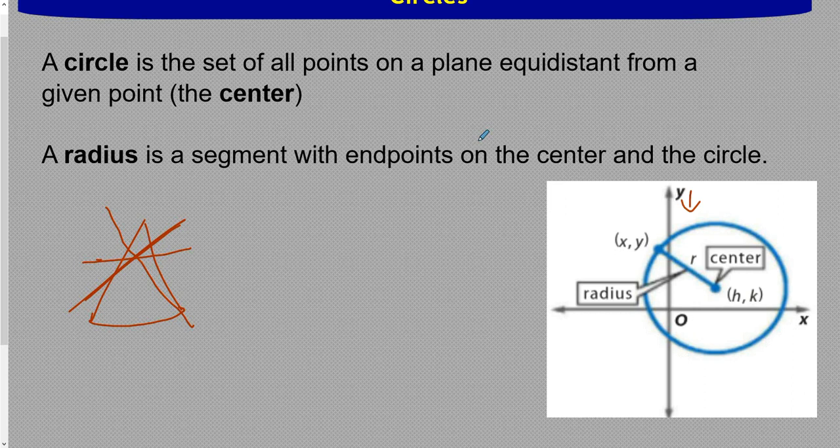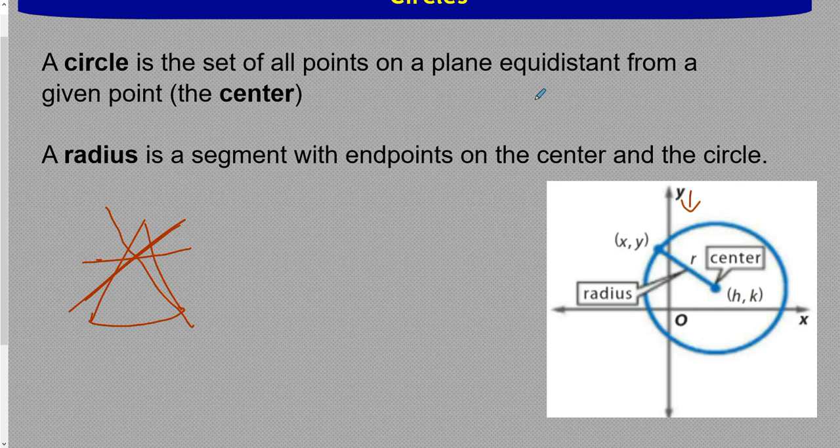So what that means is if you put a point down, and then you put a nail there and tie a string to it and run the string out a certain ways, and then you put a pencil down, all of the points that that pencil can touch, that's a horrible circle, but you get the idea, all of the points that the pen can touch would create the circle. It is every single point that is the same distance away from the center.